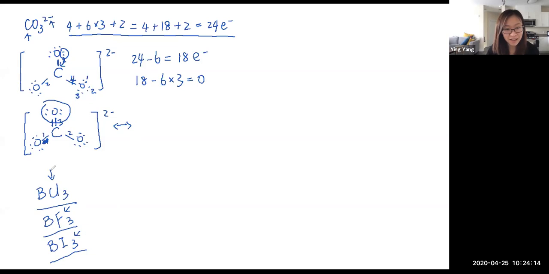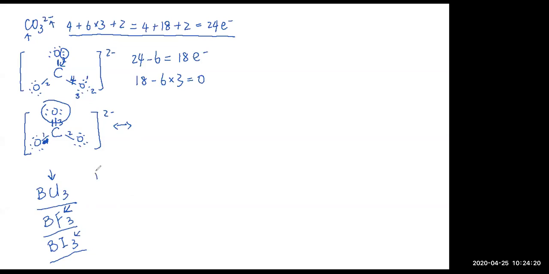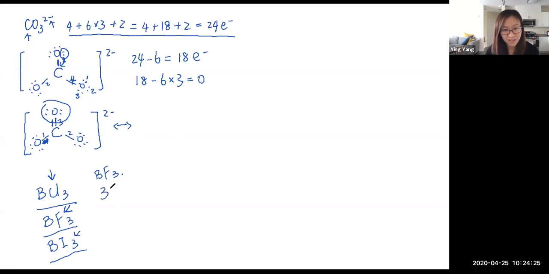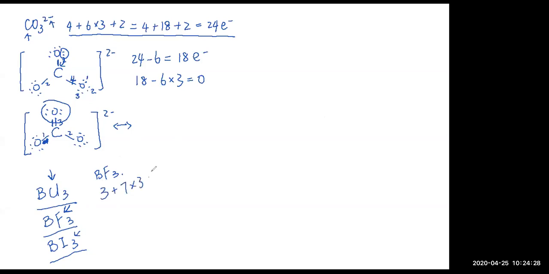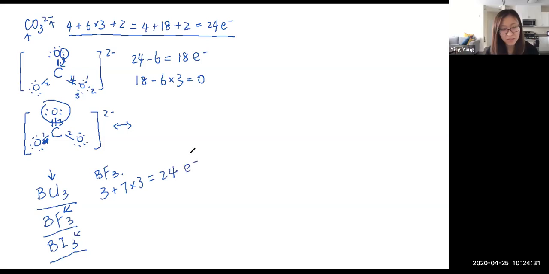So let's actually use this one as an example, BF3. Boron has 3 valence electrons, and fluorine is 7 times 3, so we have 24 electrons. Then 24 minus 6 is 18. And then we just complete the octets for all of the fluorines, and that will use up all of our 18 electrons.